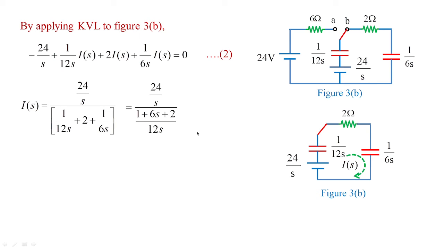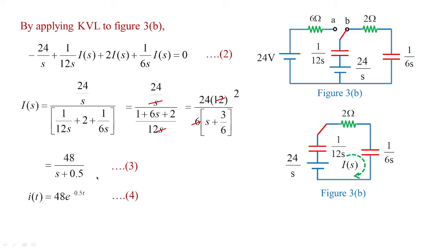A small simplification will give you the I of S value as 48 by S plus 0.5. With simple mathematics, you can cross over, and the actual equation of I of S is obtained as 48 divided by S plus 0.5, which we take as equation 3. Now employ inverse Laplace to equation 3. We are going to get 48 e to the power of minus 0.5t. Now this is the general solution of equation 3.